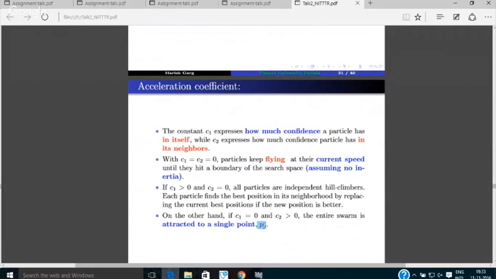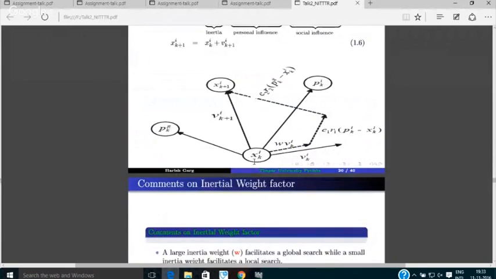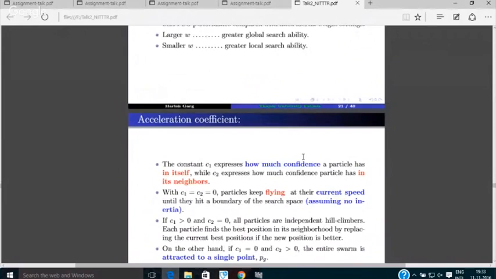R1 and R2 are random numbers. See, this is my distance, and this is a parallel line. You have to multiply by this because C1 is the acceleration coefficient. To make the dimensions match, because we all know that length can be added to length, but length can't be added to mass. This is the position and this is a velocity, so you can't add them. To make it dimensionless, that's why we have introduced the factors R1 and C1.